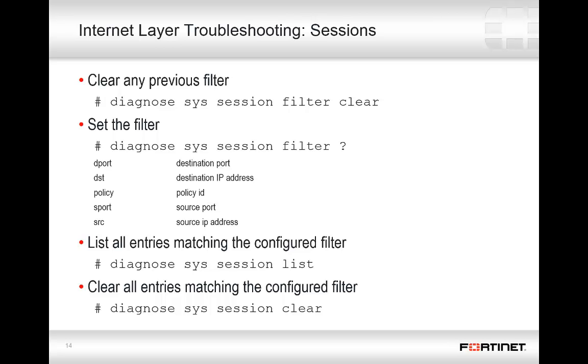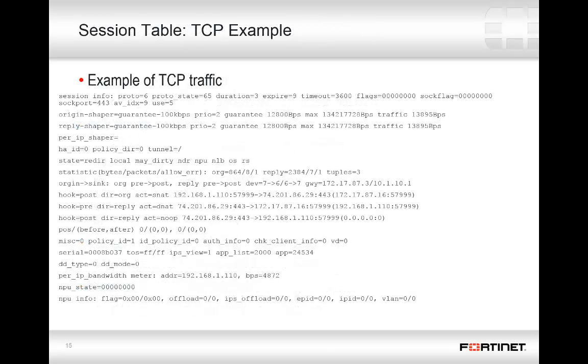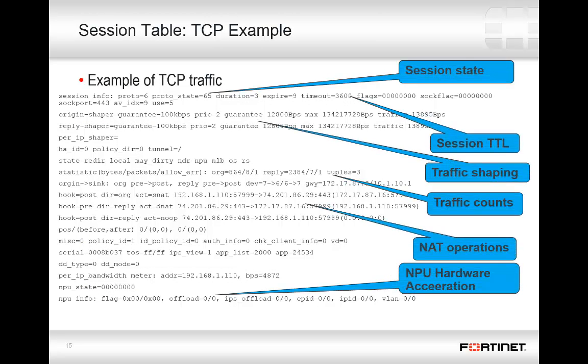Use the command diag sys session list. This is an example of a session table entry for TCP. We can see, for example, the TCP state, the remaining time to live, the characteristics of any traffic shaping being applied, counters, how NAT is done, including the NATed IP address, and counts for anything that may have been offloaded to another processor due to hardware acceleration.